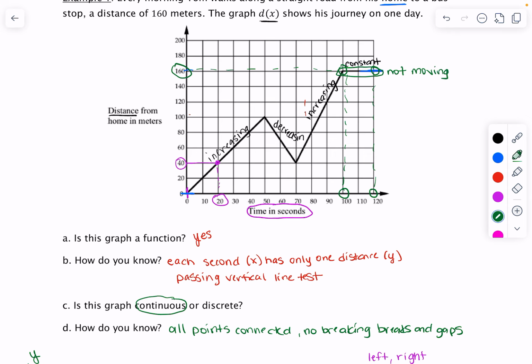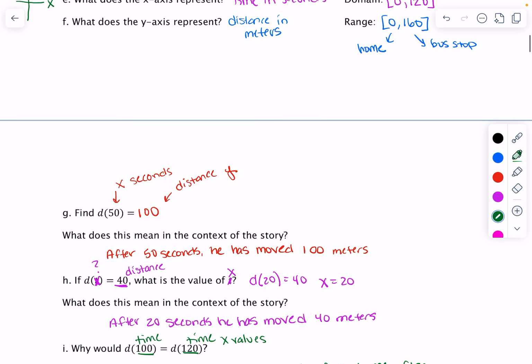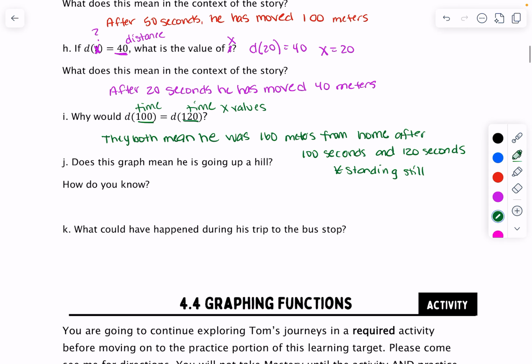The other thing I want to talk about is this graph goes up and down and up again, increasing, decreasing. A lot of people think that this means he's going up a hill, down a hill, up a hill, because it kind of looks like a hill. But the graph means he's not going up a hill. Let's use a different color. So no, he's not going up a hill. And how do we know? Because this graph represents distance.